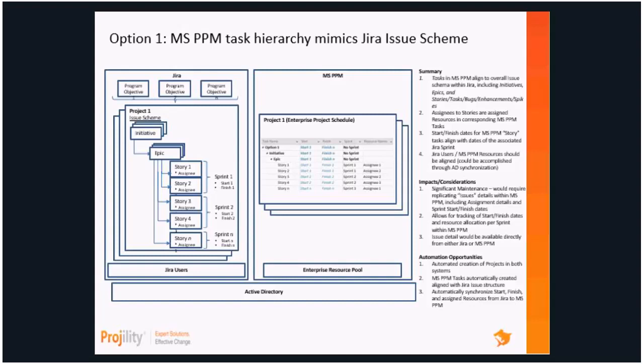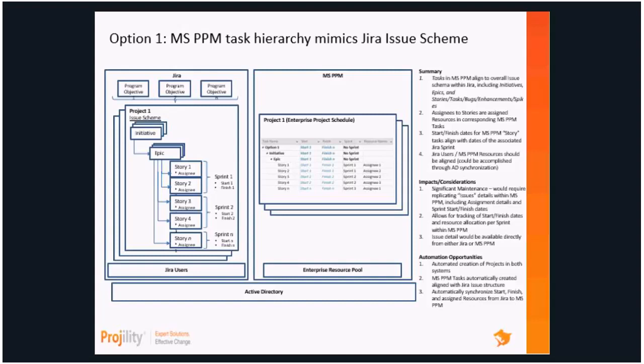But really what's important is we want tasks to align at the right level of detail. So if some projects are tracking at a story level, some have sprints, some have iterations, you want to make sure you have consistency so when data is updated in one system, at least the language is consistent with the other. There's automation opportunities down at the right to create projects in both systems, to have tasks automatically aligned between Jira and Project Online, and we can automatically synchronize start and finish dates and assign resources from the 2 systems. So there is the value of integration here and the potential for integration if you have consistency.